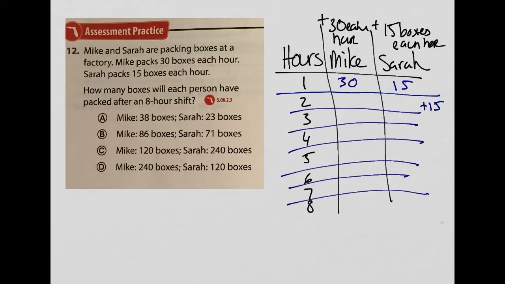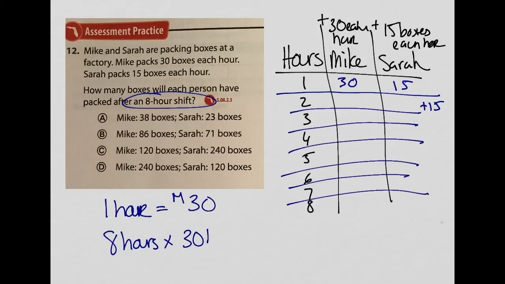But because you're in fifth grade, we can take a shortcut with multiplication. So we need an 8 hour shift. So in 1 hour, Mike does 30 boxes. So I'm going to take 8 hours times 30 boxes, and I'm going to get Mike's amount. So let's see what that is. So 30 times 8. 8 times 0 is 0. 8 times 3 is 24. That's 240 boxes for Mike.